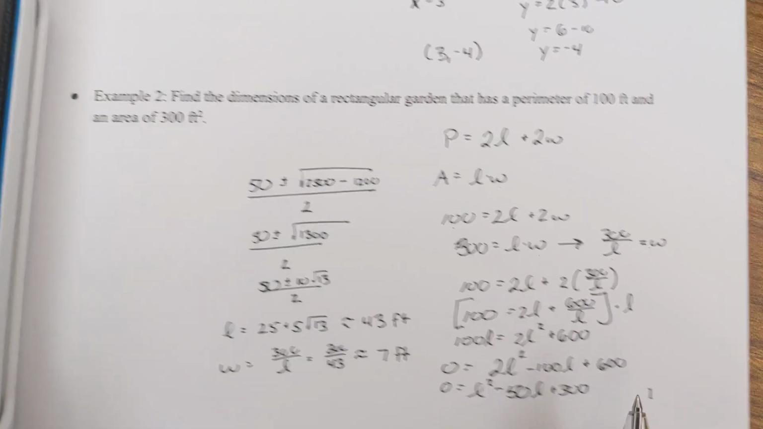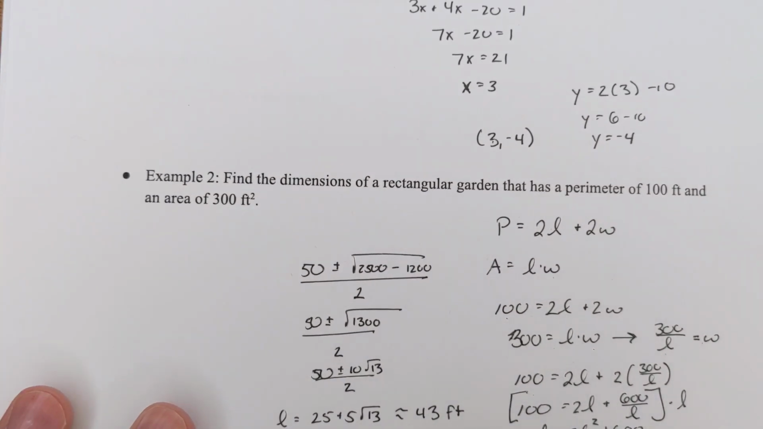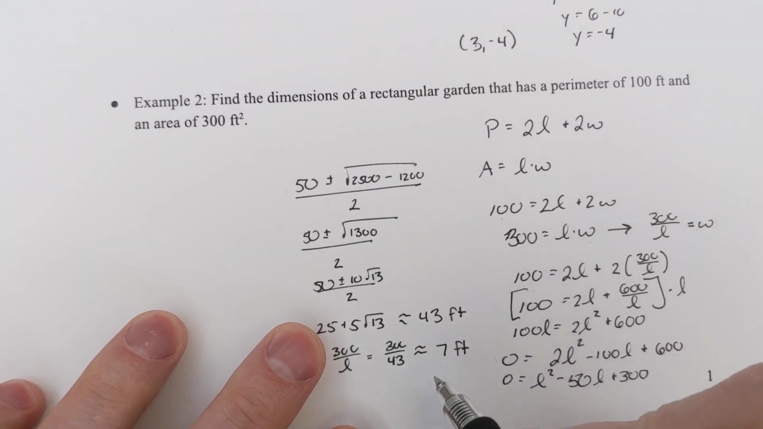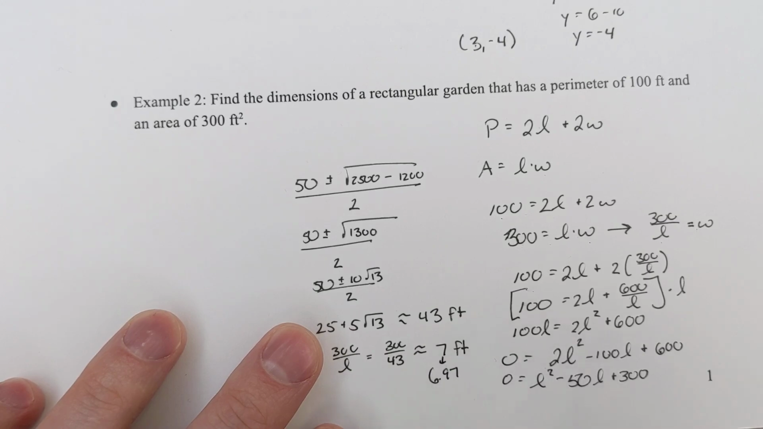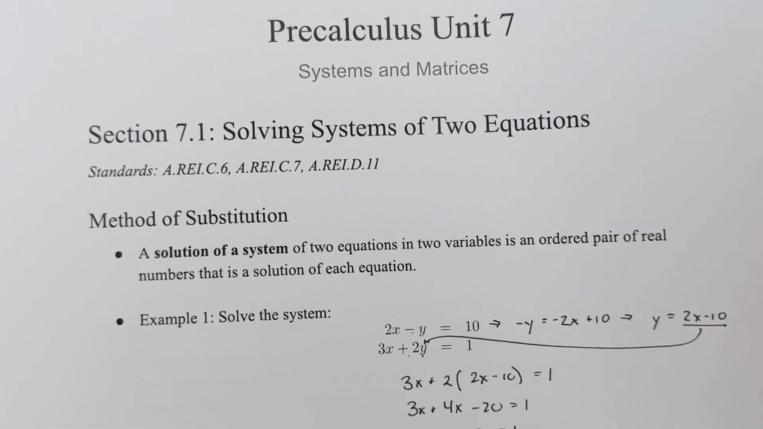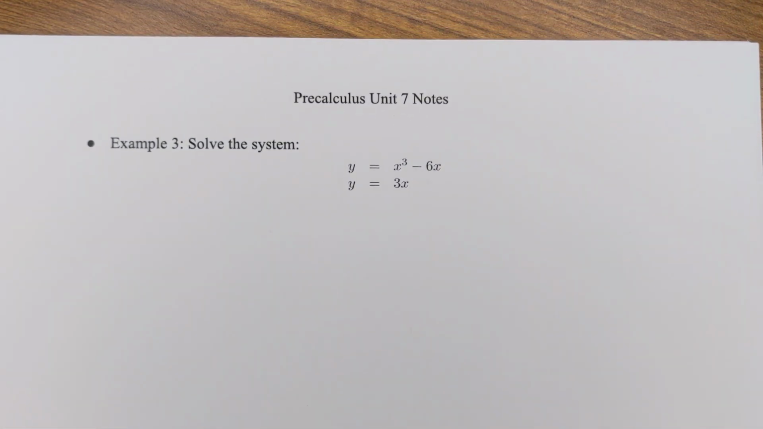All right, so there's our 2 answers. Probably should have carried that longer. 6.97 would have been the better answer, because that's too much rounding to go all the way up to 7. All right, so number 3, solve this system.